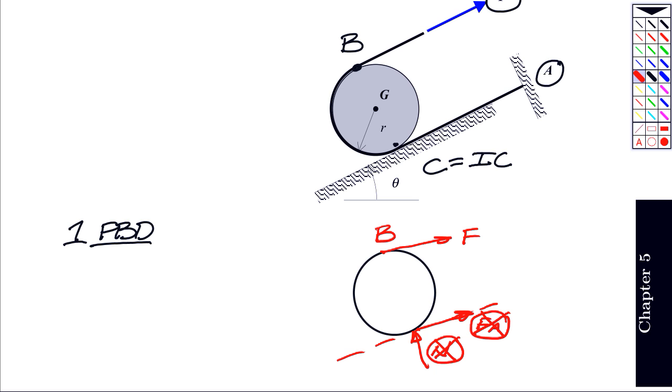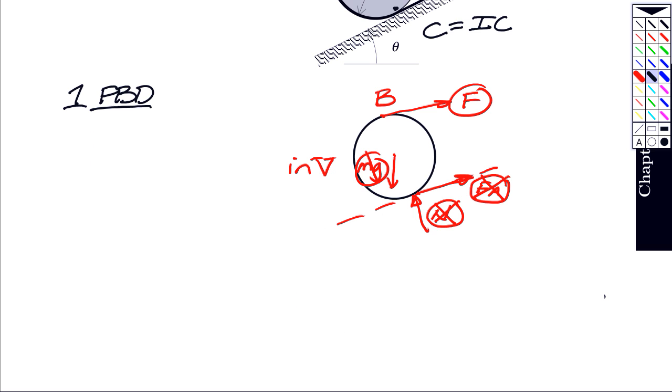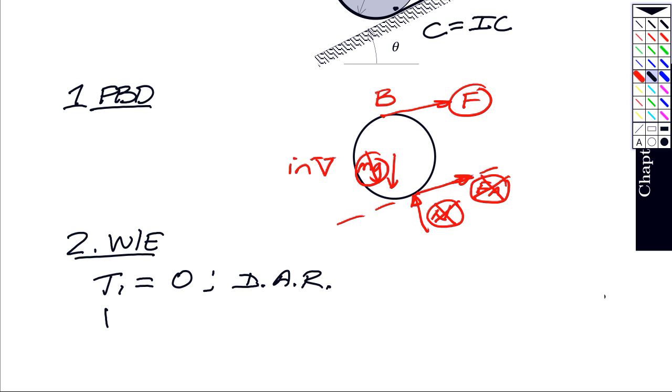It doesn't do work. The weight force, which is there, does work, but we're going to put that in V. The only force that we have acting, which does non-conservative work, is the applied force F. So for the work energy equation, we say that the kinetic energy at the beginning, T1, is 0. The problem says initially at rest. For V1, I'm going to put the datum at the beginning position. That's my choice.